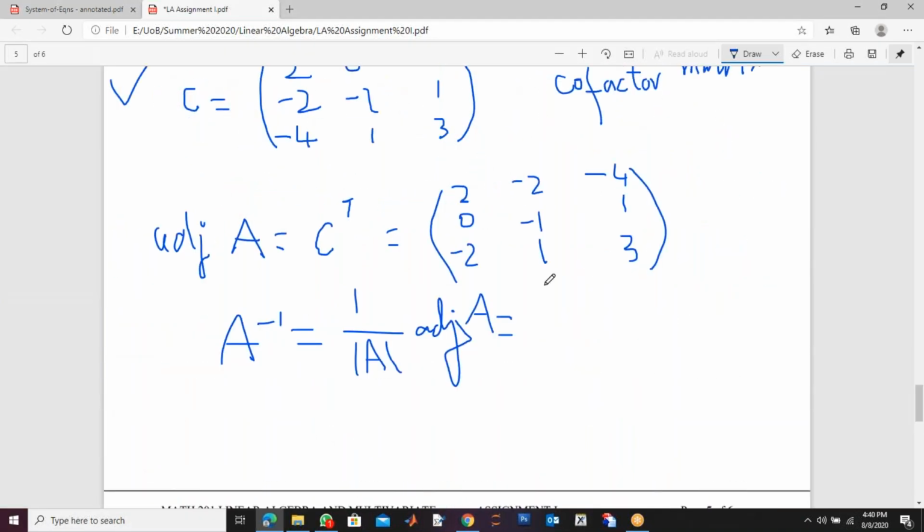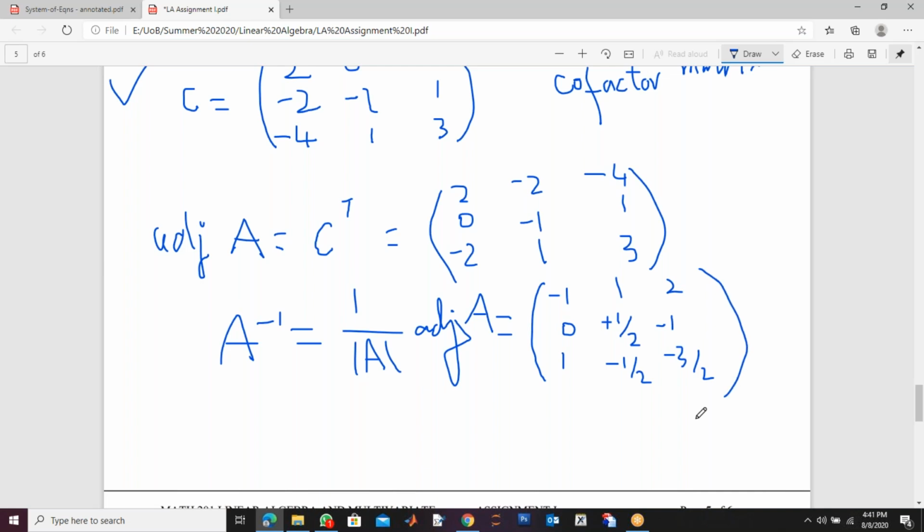minus 1, 1, 2, 0, minus 1 by 2, 1, 1. No, this is 0, 1 plus 1 by 2 minus 1, because the determinant is minus 2. So 1 minus 1 by 2 and minus 3 by 2. So this is your A inverse. If anyone has calculated, he can check whether this is correct or not. I may have made a mistake, I don't know, but anyway, you can check my calculations again. If they are true, then this is A inverse.